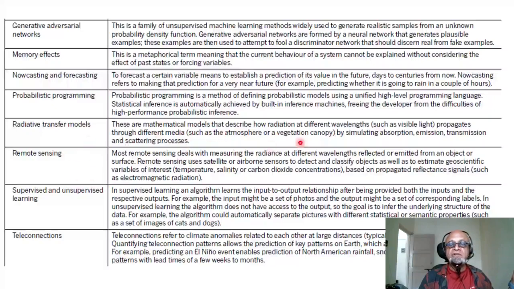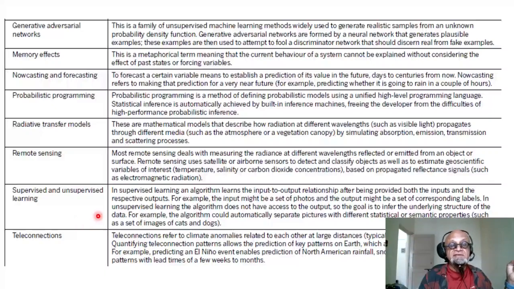These are mathematical models that describe how radiation at different wavelengths, such as visible light, propagates through different media such as the atmosphere or a vegetation canopy. By simulating absorption, emission, transmission and scattering processes, we'll see a bit later that radiative transfer models take the most amount of time typically in a general circulation model or a climate model, and it is very amenable to using AI to reduce the computational cost there. Remote sensing, you know what that is, satellites and other airborne platforms. Could be drones as well. Before we thought remote sensing just means satellite, but as long as you're observing from afar, it's a remotely sensed observation, right?